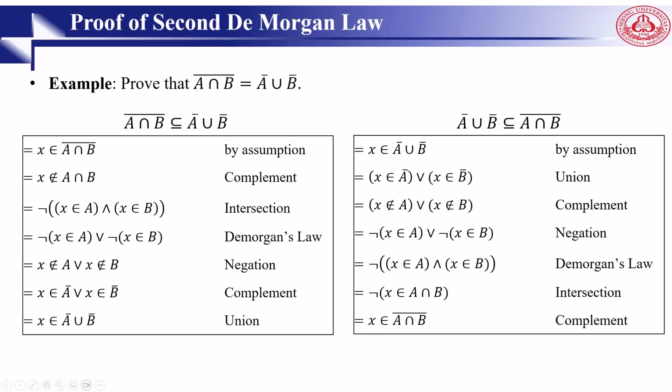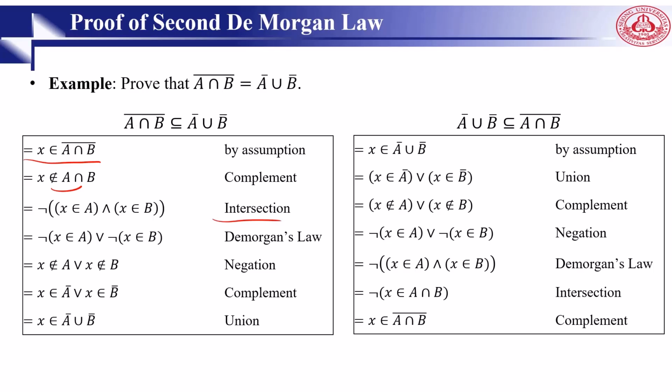Here is another example. Prove that complement of intersection of A and B equals to union of complement A and complement B. We prove this identity by showing that complement of A intersection B is a subset of A complement union B complement, and A complement union B complement is a subset of complement of A intersection B. So by assumption, we have x in complement of A and B. We can change it by complement, that when we say this is in complement, it means it is not in itself. It is not in A intersection B.